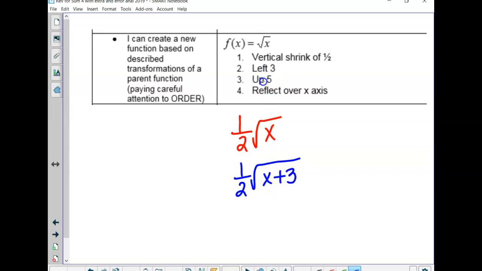Up 5, +5 on the end, okay? And then I'm supposed to reflect it over the x. Anybody know how we're going to make that? Is that inside or outside? I'm sorry, I'm hearing two different things. Over the x is on the whole function, right? And how are we going to make it be on the whole function?